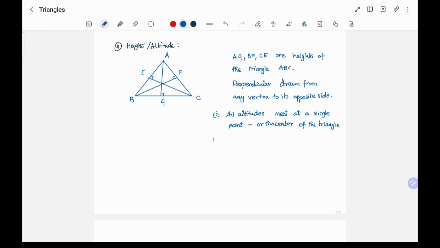So another property is the angle made by any side and its vertical angle form a supplementary pair.